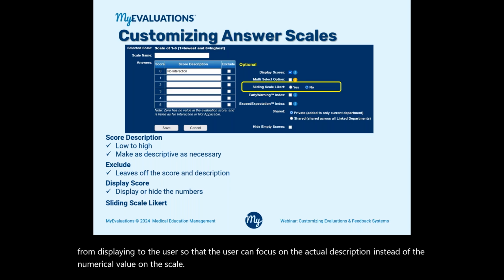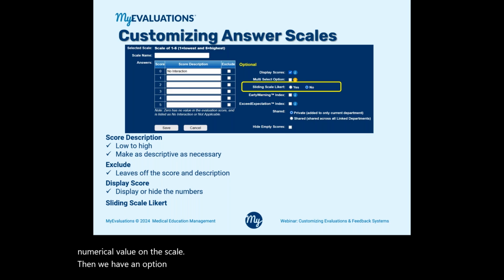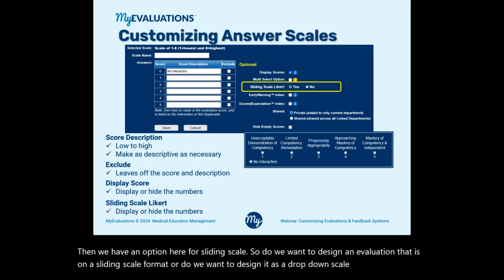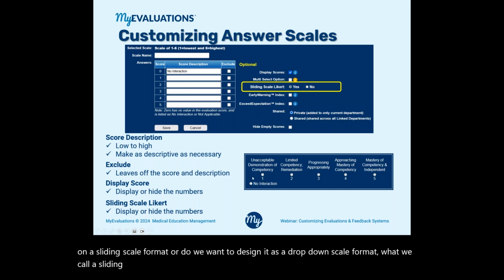Then we have an option here for sliding scale. So do we want to design an evaluation that is in a sliding scale format, or do we want to design it as a drop-down scale format? What we call a sliding scale is simply a scale that's open with radio buttons.